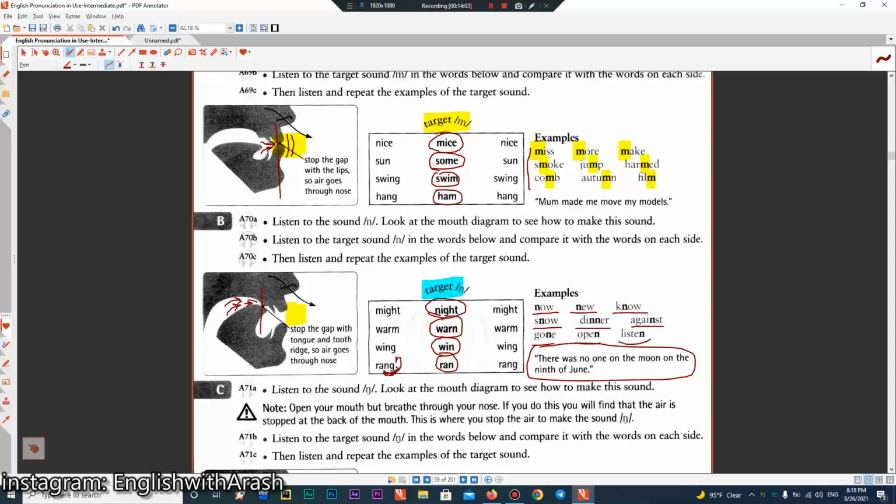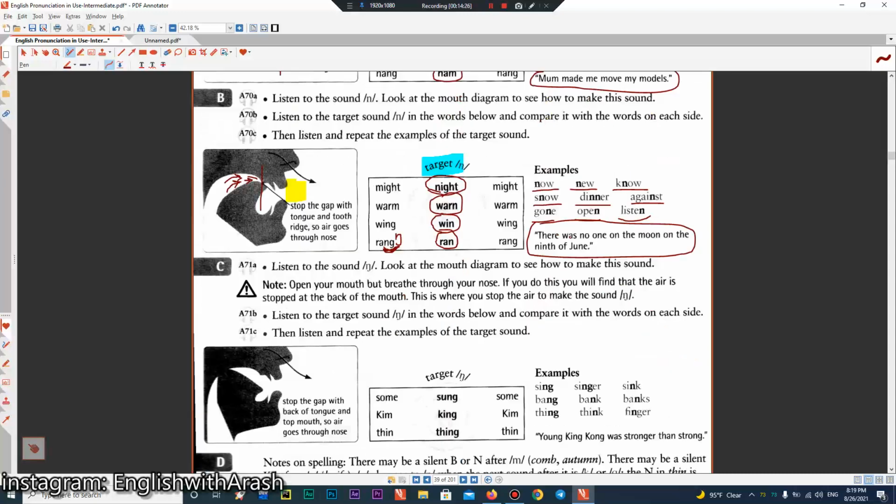There's another tongue twister which is here. Mom made me move my models. A lot of me sound. Mom made me move my models. So it's not clear. Okay, I'll go back. Now we go to the third one, which is probably the hardest for us.